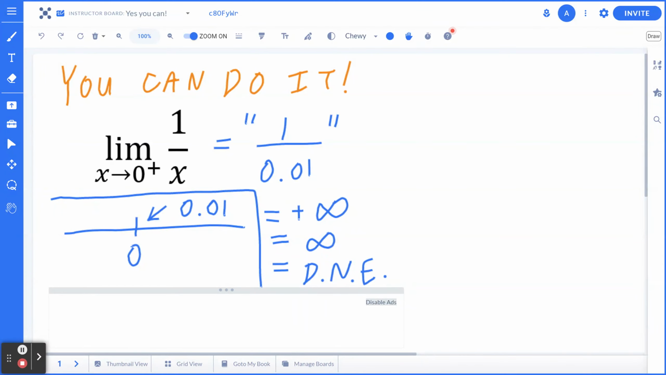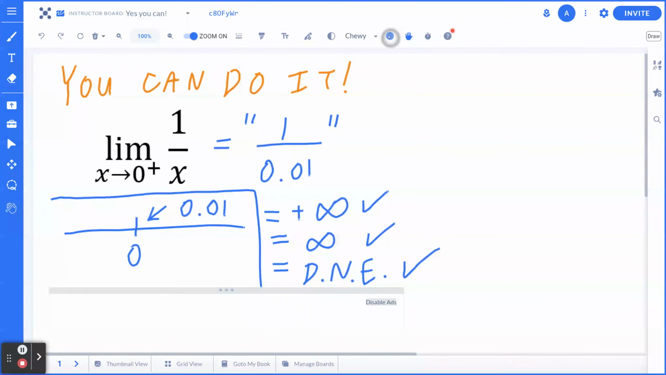Anytime there's no limit, meaning the limit doesn't equal some number, then there is no limit, which means the limit does not exist. So that's one answer that you can end with. But another answer is the graph is basically going up. So in the row of limits, this means positive infinity or just infinity.